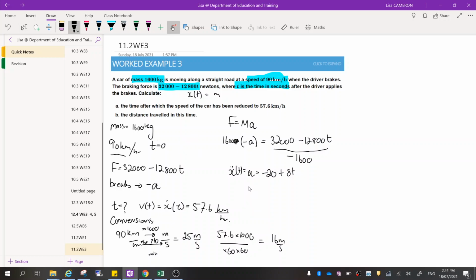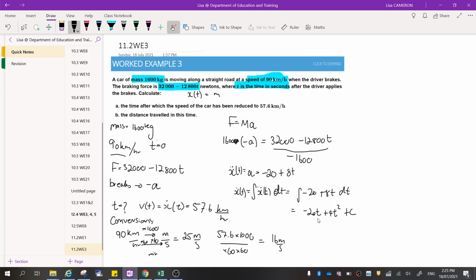We want to integrate this so that we can start to get a function for speed. So we're going to integrate our acceleration function, and that's going to give us a speed function. That's being integrated with respect to t. So integrate the negative 20 plus 8t with respect to t, and that's going to give you negative 20t plus 4t squared plus some constant.